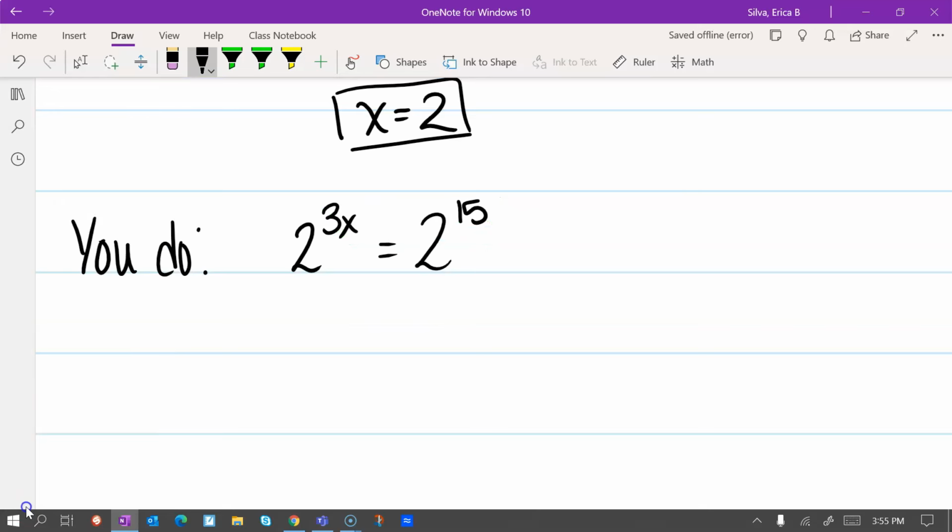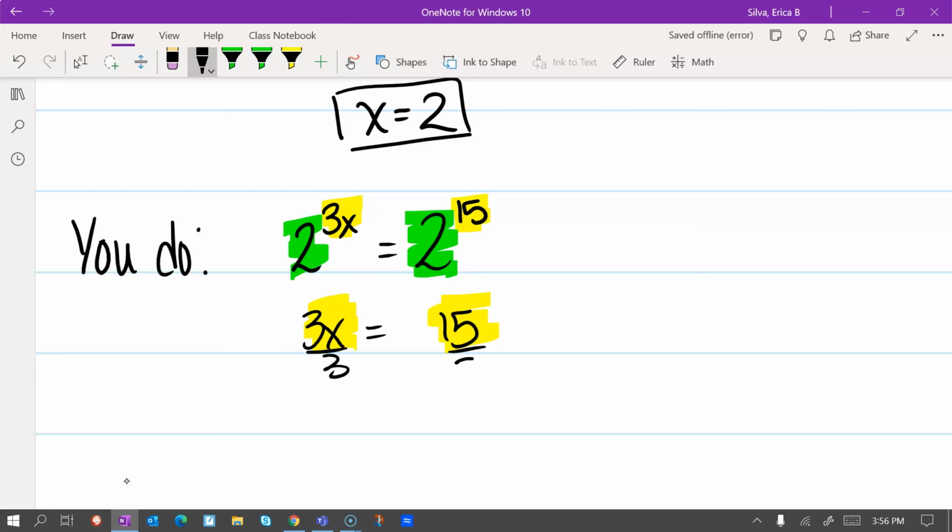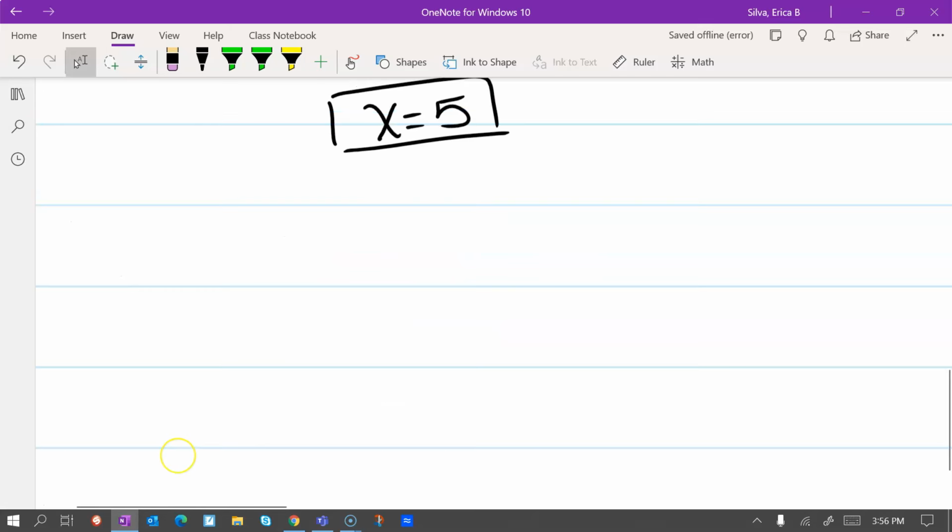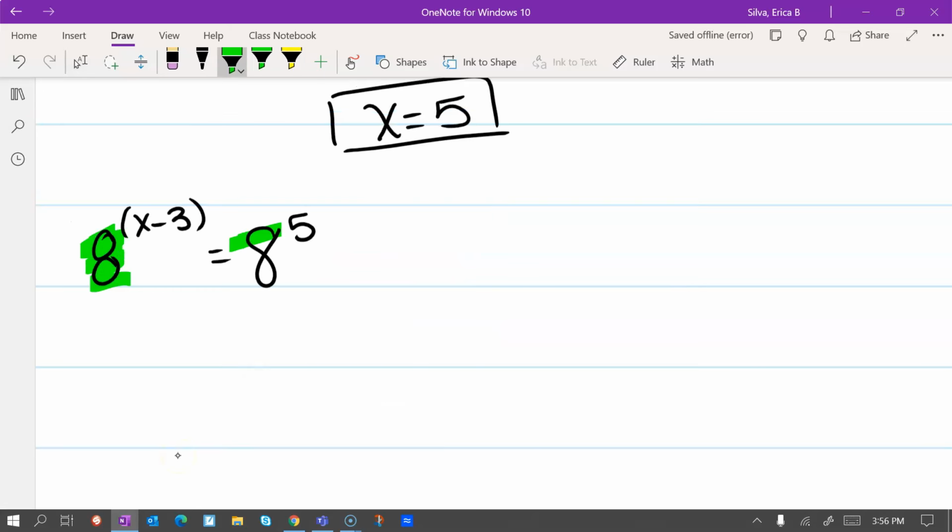What would your equation look like? We verify that we have like bases, so then we can set the exponents equal to each other. And then we solve for x. Another example, again, we verify that our bases are the same, and if our bases are the same, then we set our exponents equal to each other. And we solve for x.